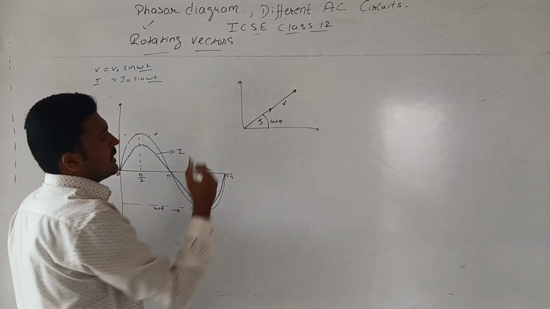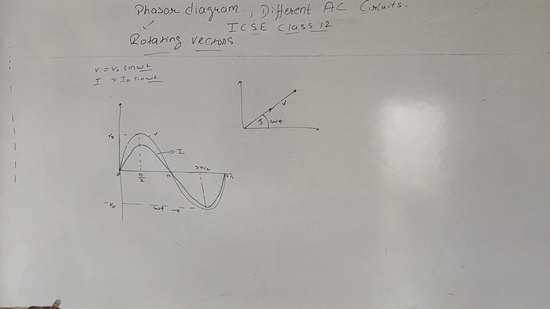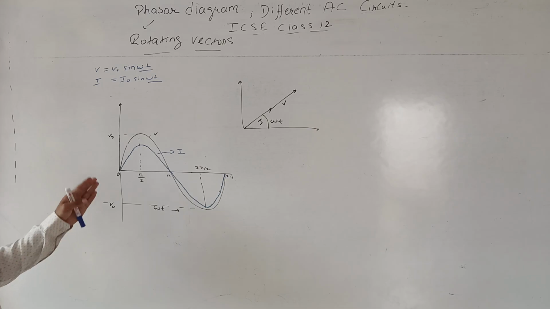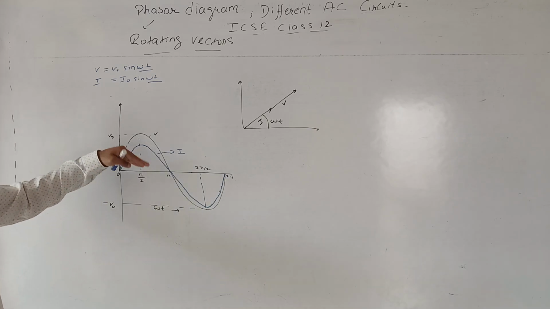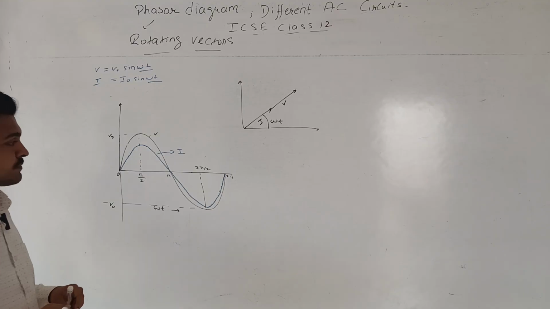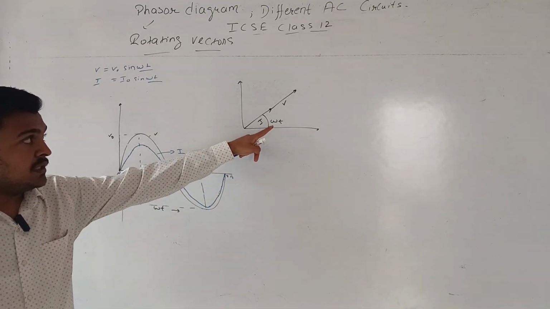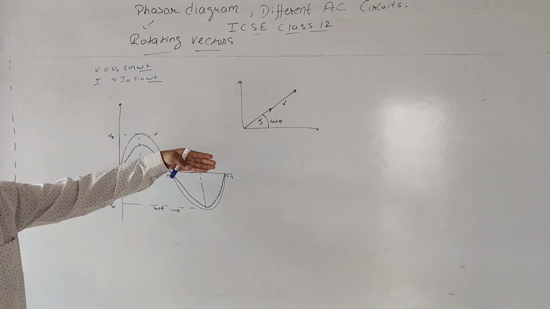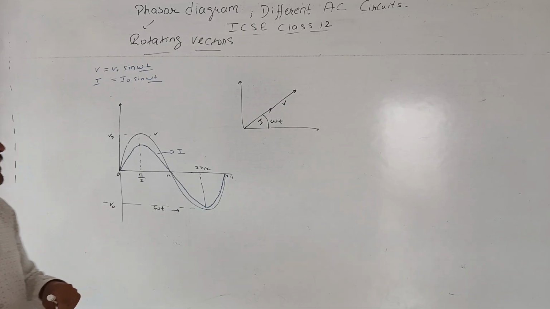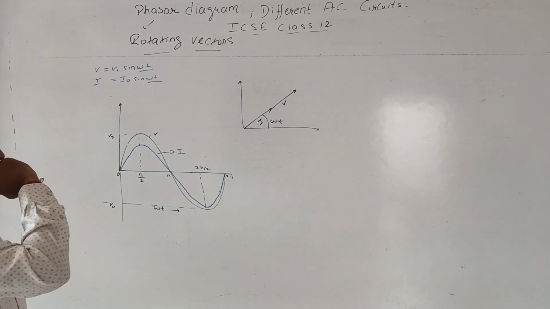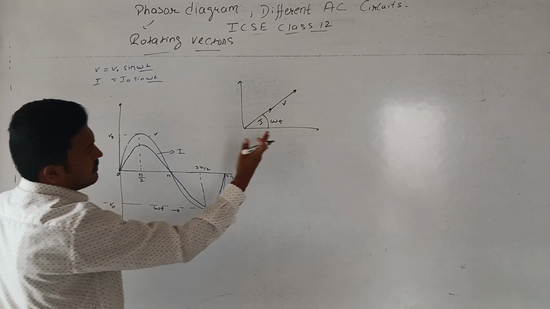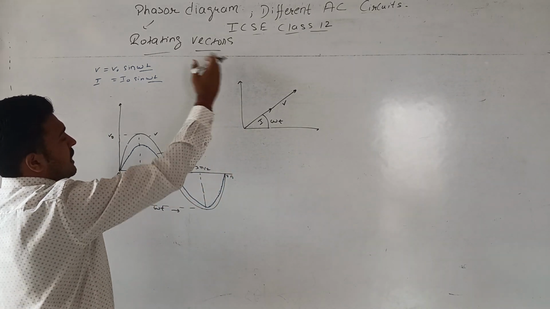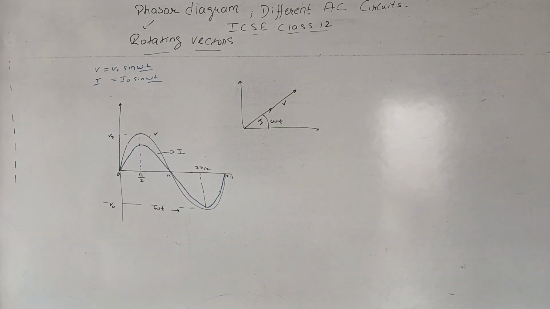Suppose initially they are at a phase of omega t. They are changing, which means they are reaching the maximum value and the minimum value. So at a particular angle equal to omega t, they have a certain value. Suppose at omega t equal to 0, they will be in this direction. At omega t equal to 90, they will be in the upward direction along the y axis.